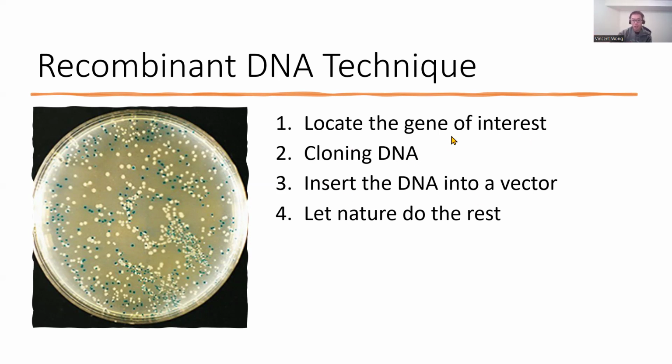Once you figure out the location of the gene, you have to clone the gene. You have to make many copies of it. Then you're going to put that gene into a vector. A vector is something that would deliver the gene into the target, in this case, the bacteria. And then you just let nature do the rest. Okay, so this is a petri dish with bacteria growing on it. Some are blue and some are white. The blue ones are the ones that you're interested in, in this particular case.